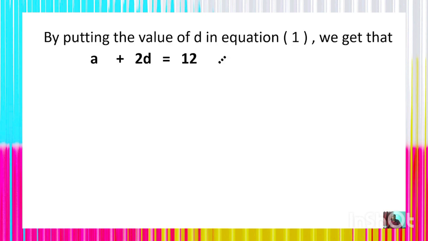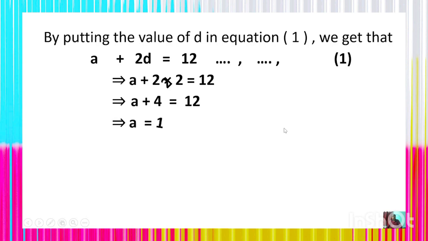Now, you can put the value of D in equation 1. We get A plus 2D is equal to 12. A plus 2 into 2 is equal to 12. A plus 4 is equal to 12. Thus A is equal to 12 minus 4, which is 8. Thus the first term of the AP is 8.